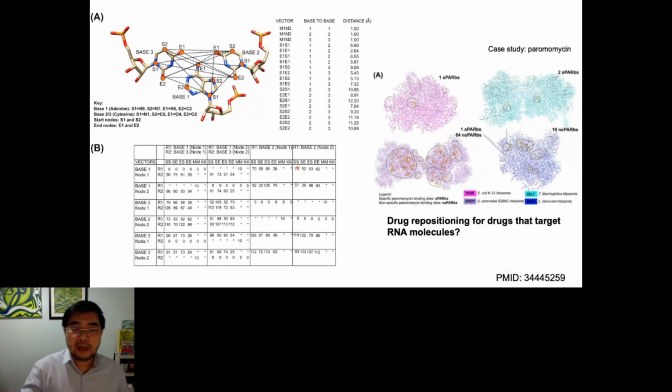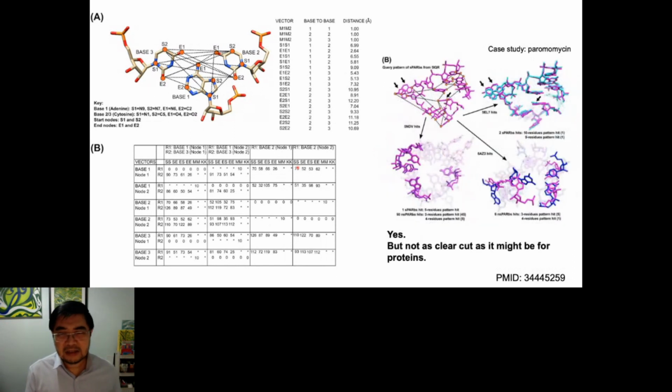So we went through the whole gamut of it. So we can find similar arrangements. Can we then use this method to identify drug repositioning sites for drugs that target RNA molecules? And in a way, yes, we can do it, but it is not quite as clear cut as it might be for proteins. So that's still sort of work in progress that we need to look into.